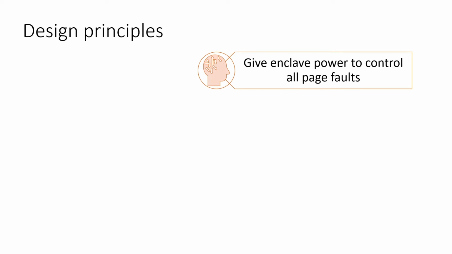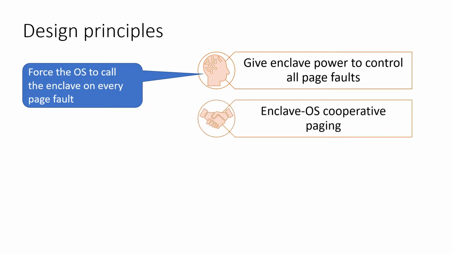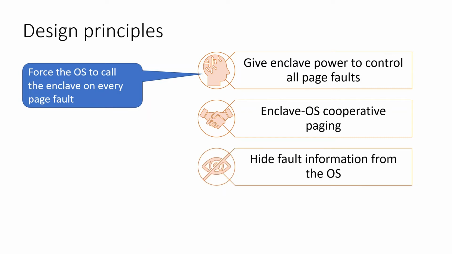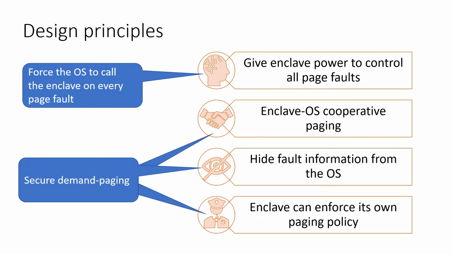Autarky gives enclaves power to control all the page faults by forcing the OS to call an enclave page fault handler on every page fault. This will allow enclaves to detect spurious page faults. Furthermore, Autarky relies on enclave-OS cooperative paging. It hides the fault information from the OS and lets enclaves enforce their own paging policies. All this allows the enclaves to support secure demand paging of legitimate page faults.